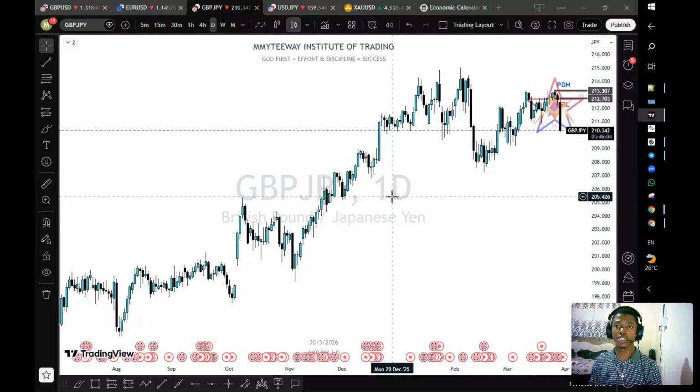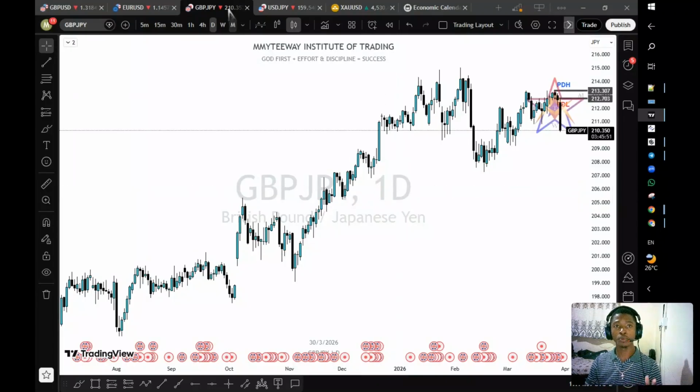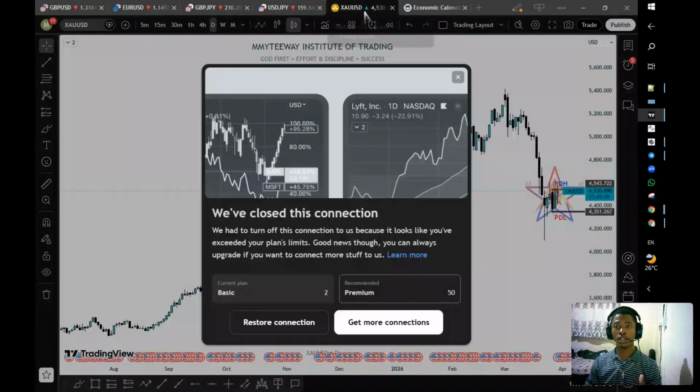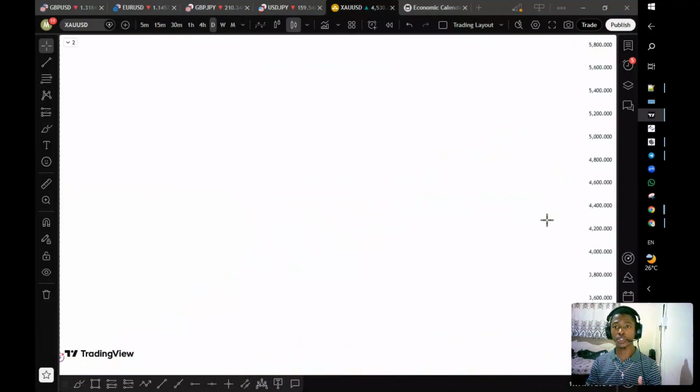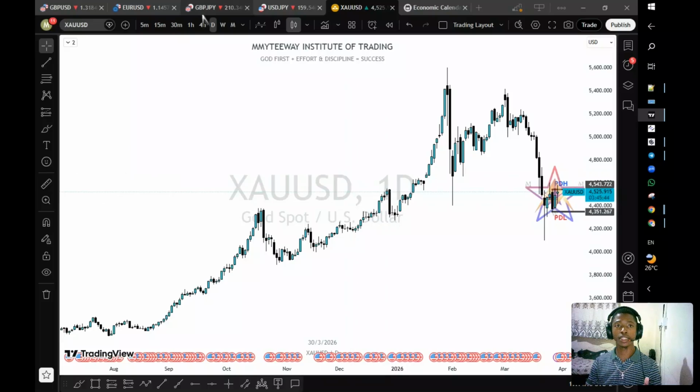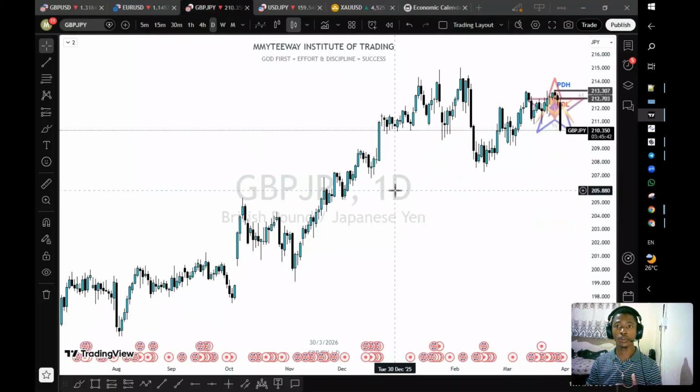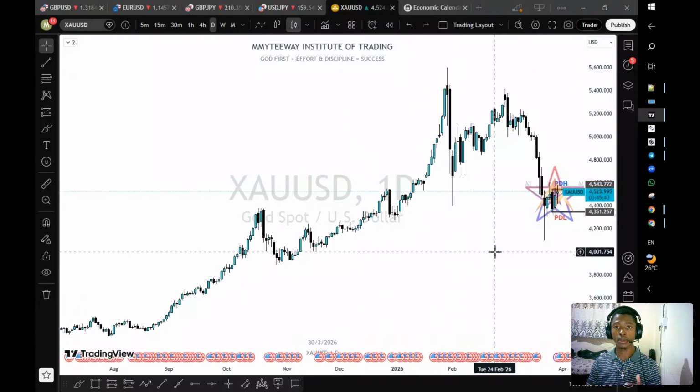So when the trend doesn't coincide with the daily bias, I then leave it. Why? Because it's not according to plan, right? The daily bias is a trend filter, right? So GBP JPY and XAU USD, or gold, that's why you see them in the daily time frame. I did not even look at them for the whole day, right?